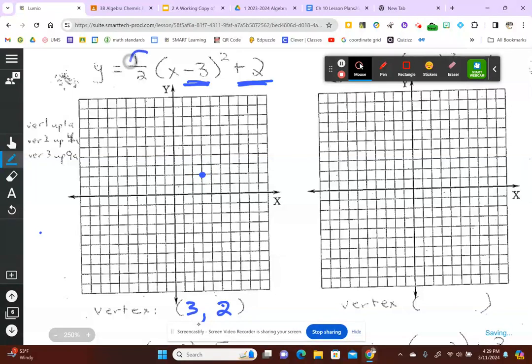Now, a is 1/2. So I go over 1, up 1 times a. So I go over 1, up 1/2 in both directions. I go over 2, up 4 times a, which means 4 times 1/2, which is 2. So I go over 2, up 2. And I go over 3, up 9 times a, so that'd be up 4.5. So 2, 4.5. And I graph it, and it looks like this.